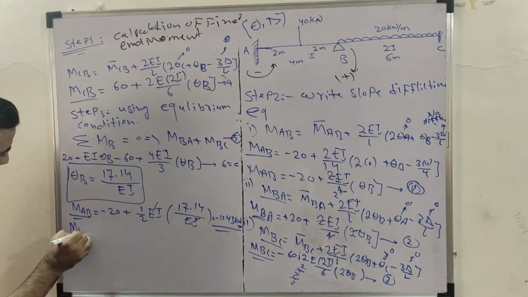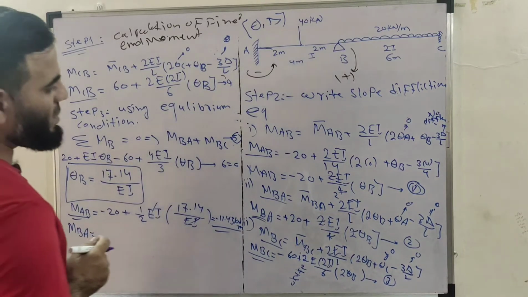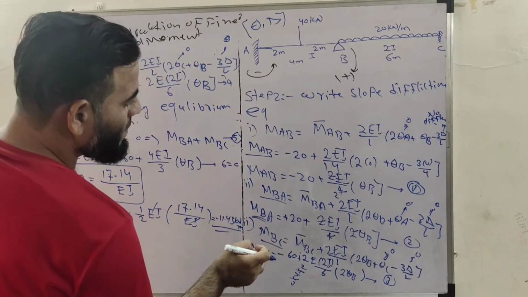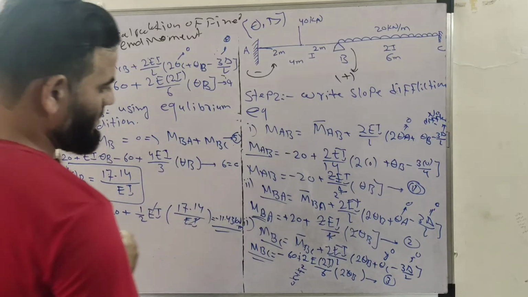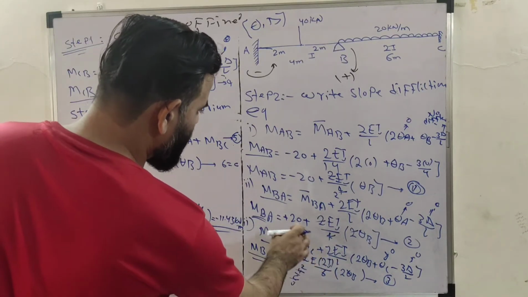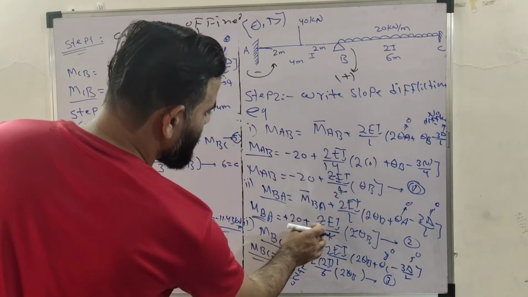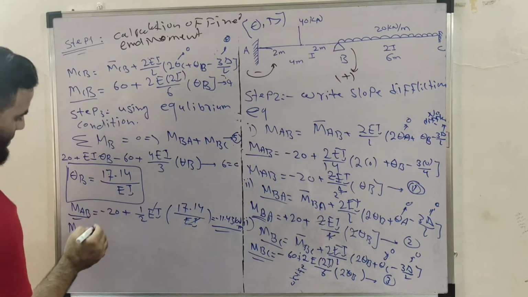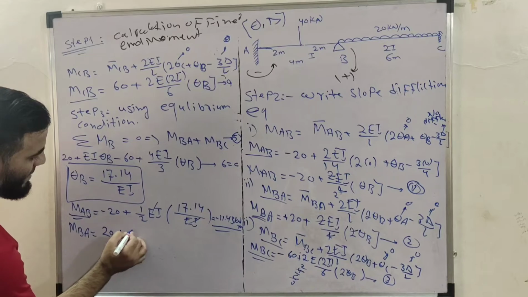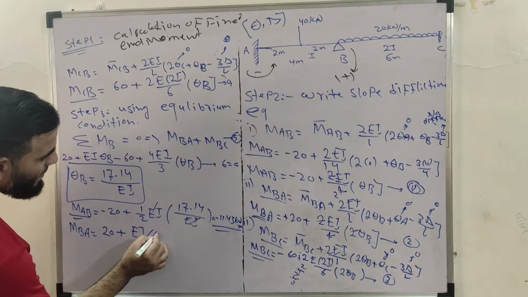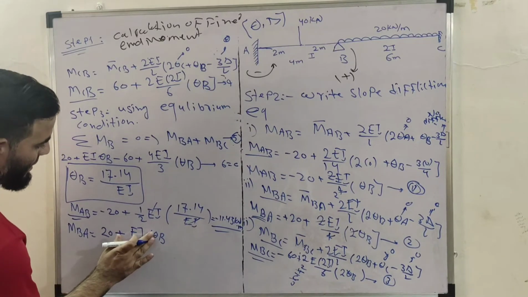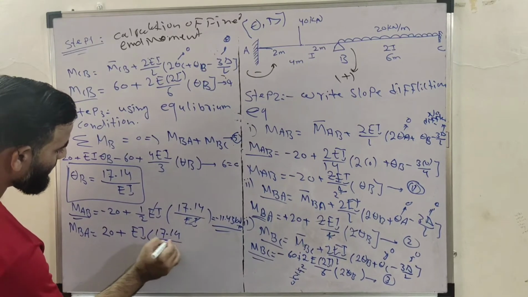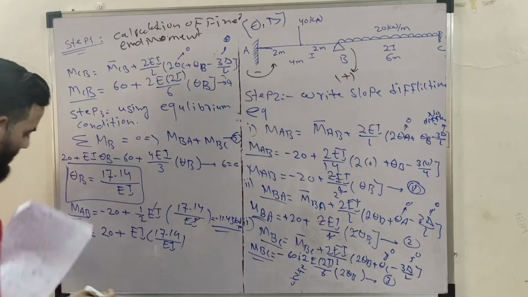Now moment of BA. What is the equation of BA? The equation of BA is equal to 20 plus EI theta B. We have 20, and this is the EI theta B. What is theta B? We will substitute the value of theta B, 17.14 by EI.